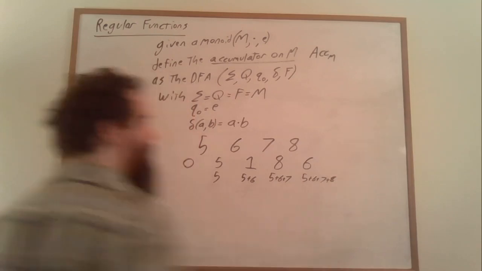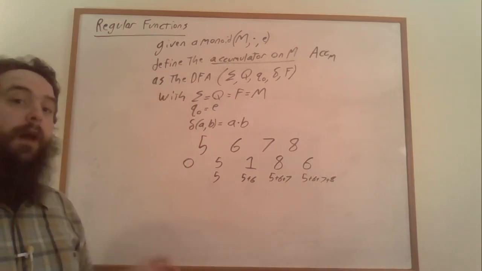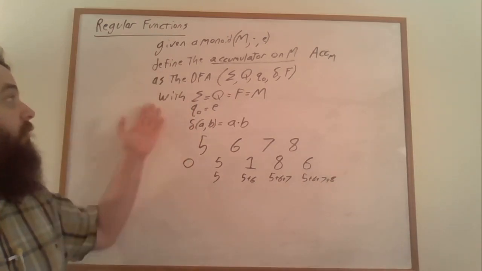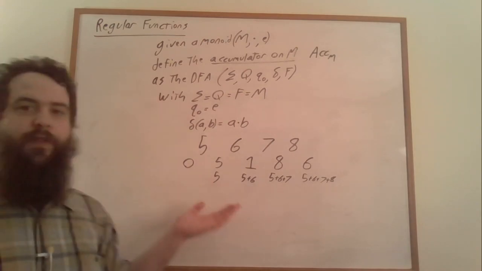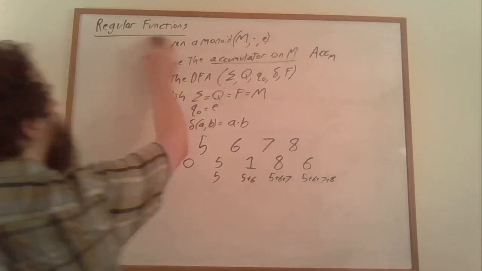It's only important that our monoid be finite, so that our corresponding finite state automaton is finite, but this is a really useful function even for infinite monoids.